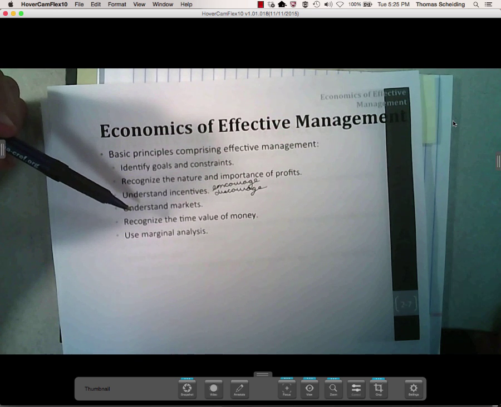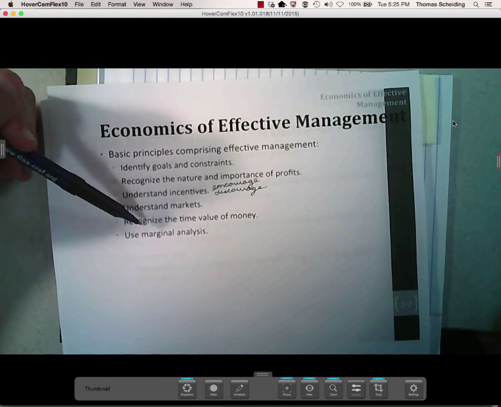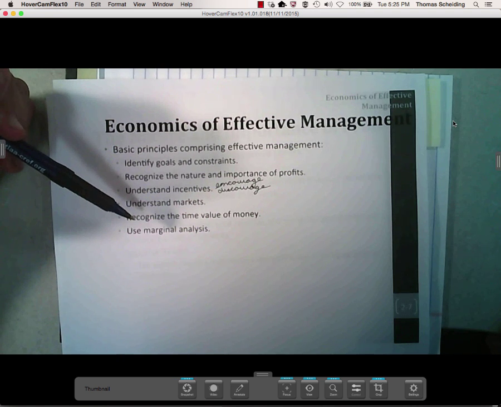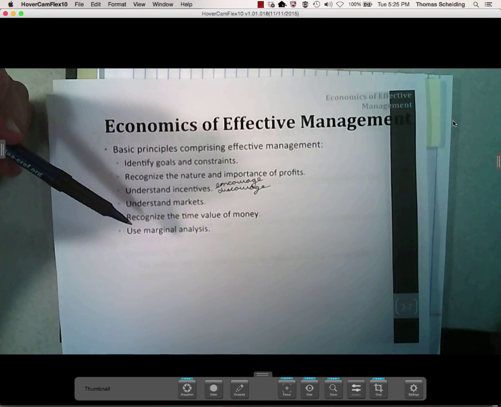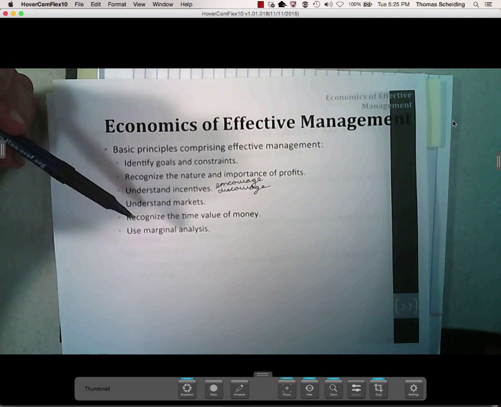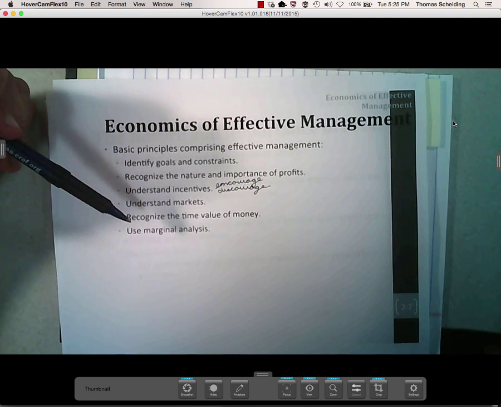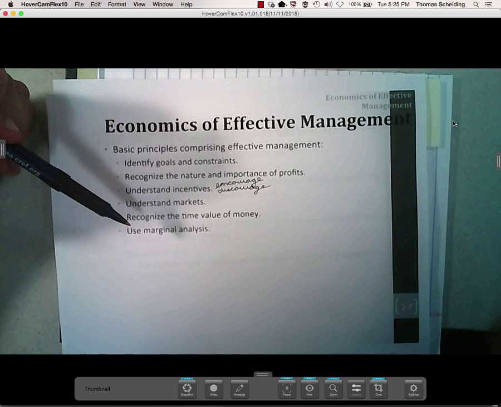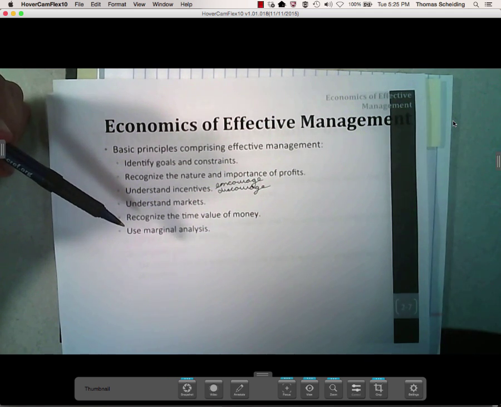Being an effective manager is also understanding what my market structure is. What am I selling? Who am I selling it to? Obviously, there's a time value of money, meaning that I can't do everything right now. I have to pay to borrow money. If I'm accumulating more money right now than what I need, there's a time value of that money. That money becomes less valuable over time, right? Because of inflation.